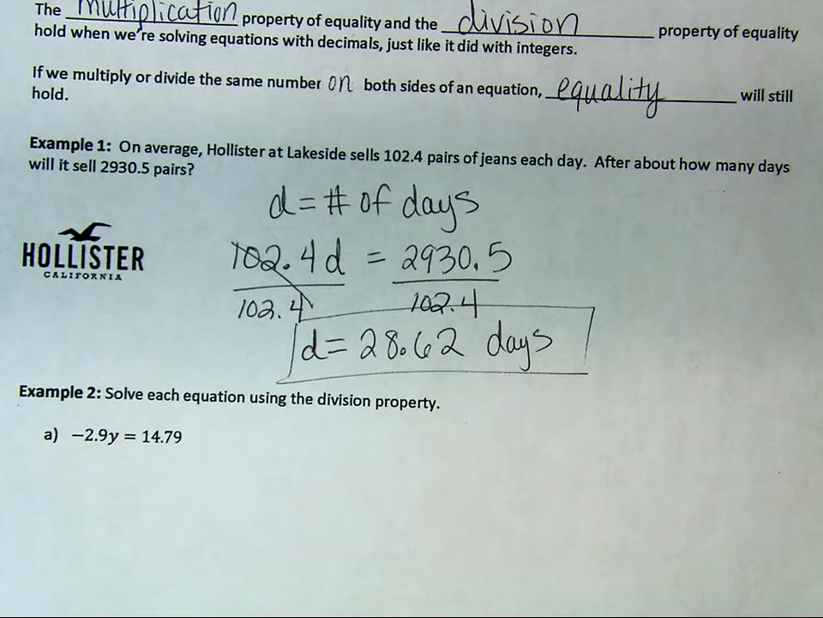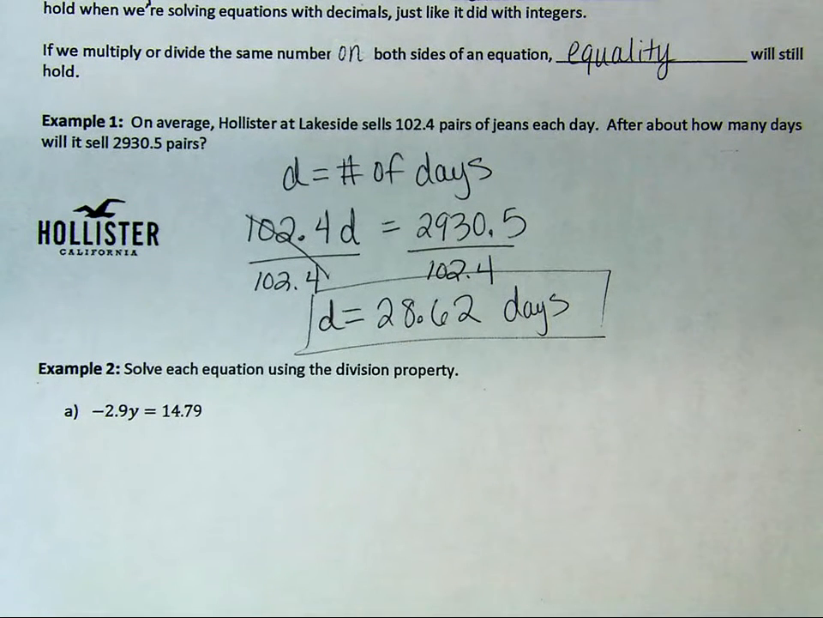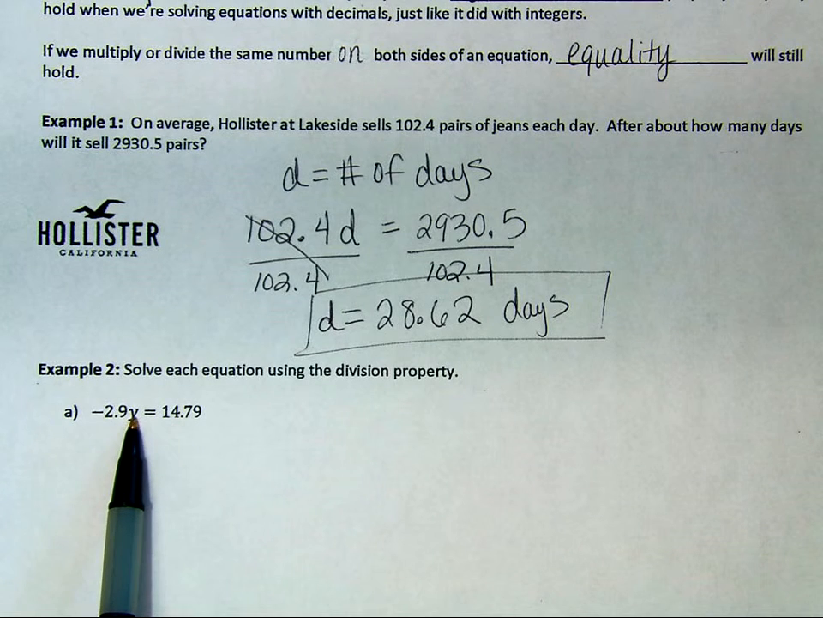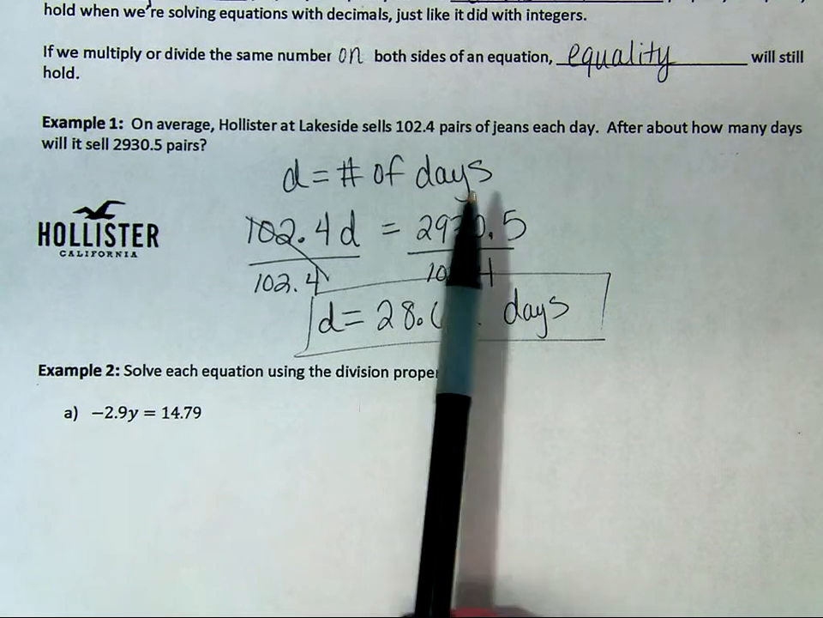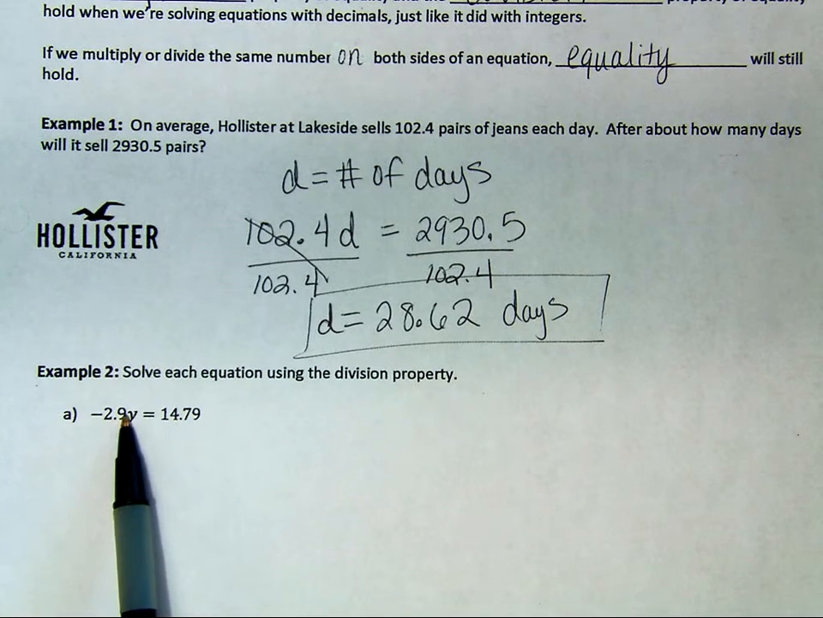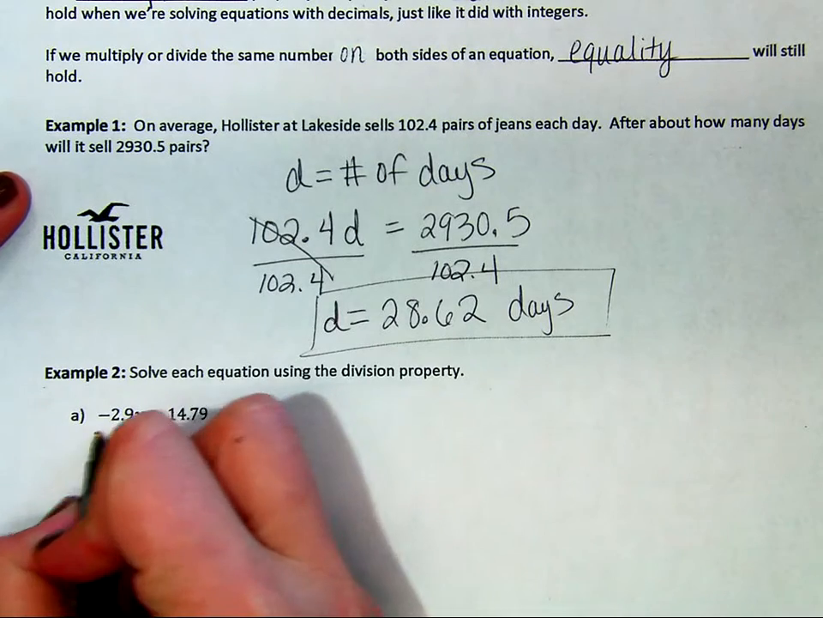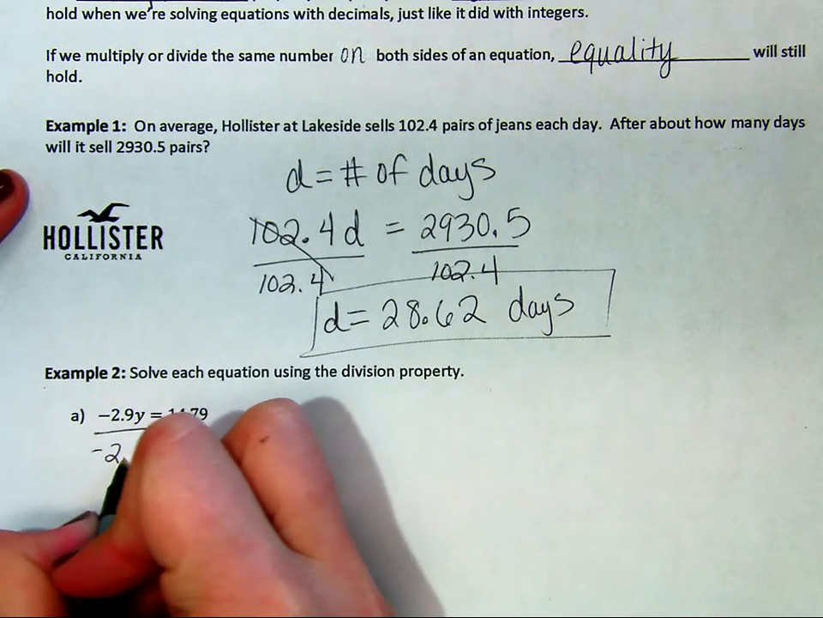Okay, next we're going to go to example 2, which simply says solve using the division property. So that means I need to get the y by itself. Right now it is not by itself. It's being multiplied with negative 2.9. So again, it's kind of similar to this example here. I need to undo this multiplication using division. I'm going to use the division property. And I'm going to divide by whatever is multiplying my variable, which in this case is negative 2.9.